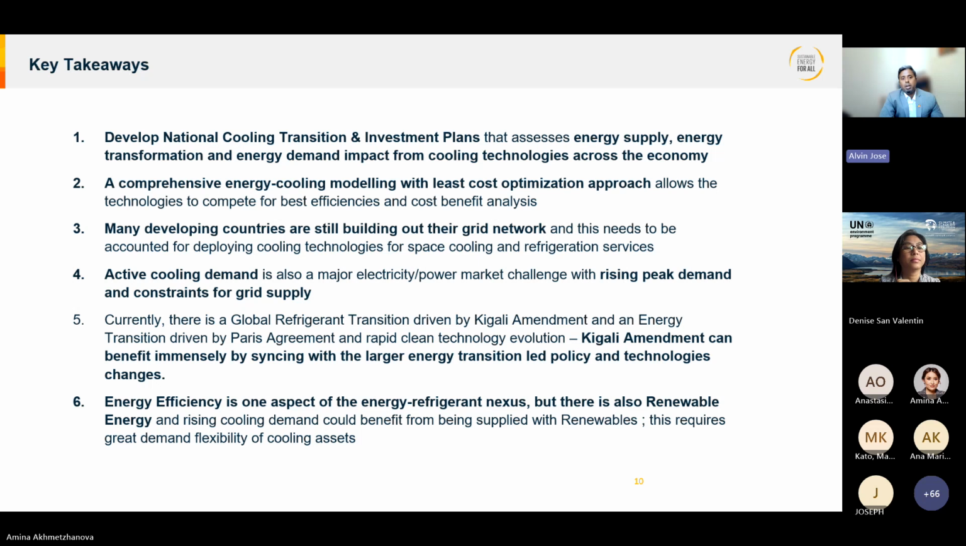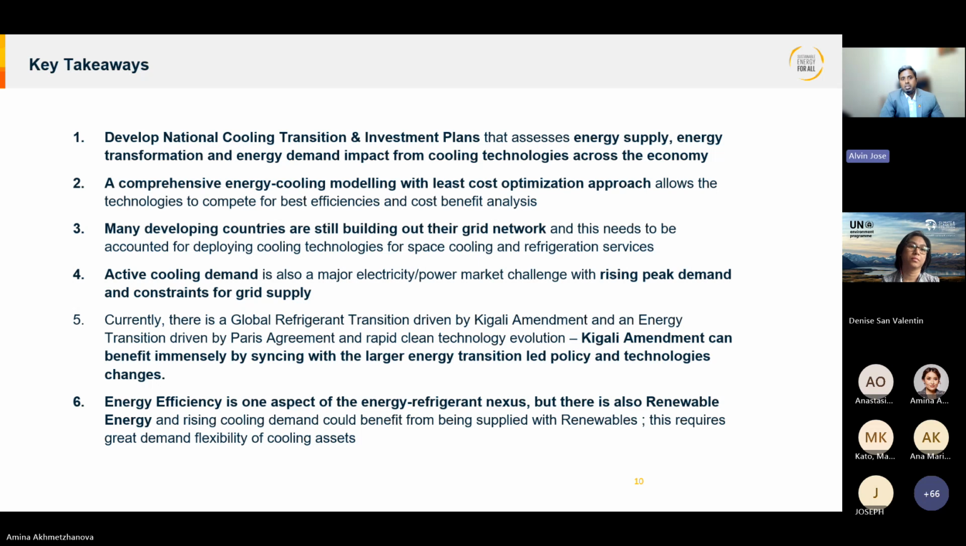Right now, the global refrigerant transition is driven by the Kigali Amendment, and we heard a lot about it, of course. There's a lot of syncing happening with the NDC process and Paris, which is a good thing to see. But I think there is a need for the Kigali Amendment in general to sync with the larger energy transition-led policy and technology changes that are happening around. I think it's a misstep to think that this is the only thing that one was missing, and we need to quickly close this. There are other bigger areas to fill.